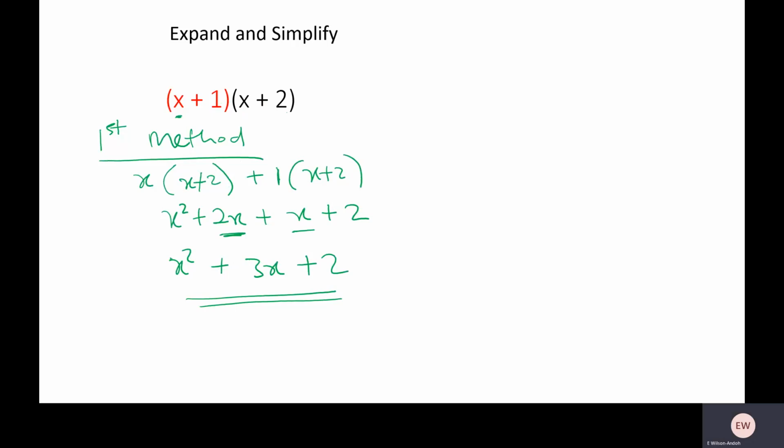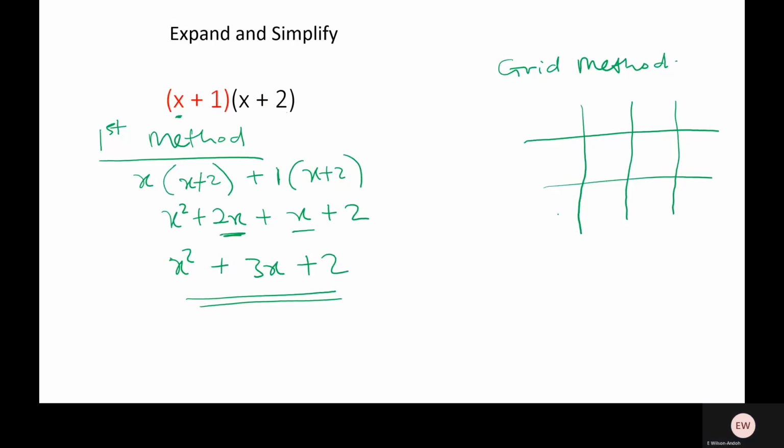Now, in the second method, we are going to use the grid method. So we are going to draw our grid. Then in this grid, we are multiplying, so we put our multiplication sign there. So we take the terms in the first bracket, so we put it on top there. We are going to have x and then plus 1.